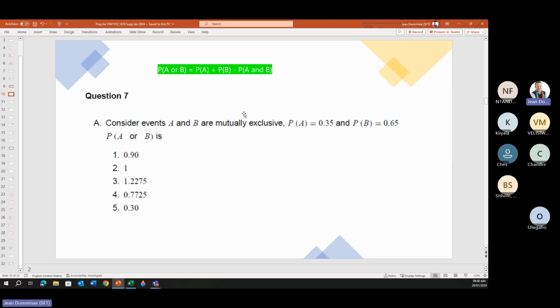Consider events A and B are mutually exclusive. So whenever we look at mutually exclusive, remember that A and B is equal to 0. So if we have the probability of A as 0.35, and the probability of B as 0.65, what is the probability of the OR? If you add those two together, we get 1. So not that one.